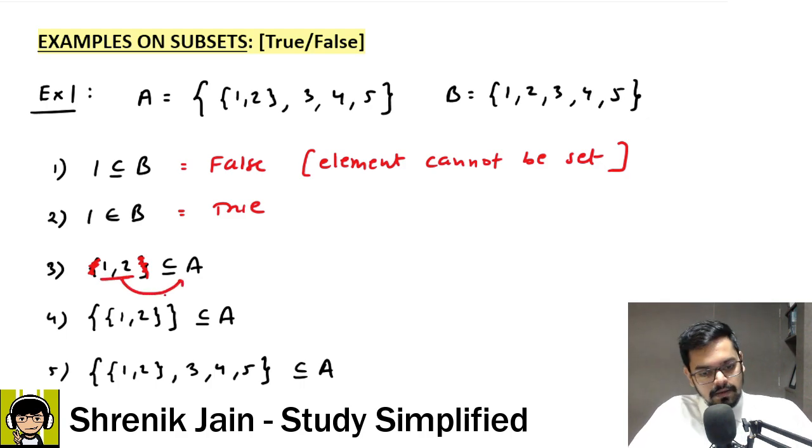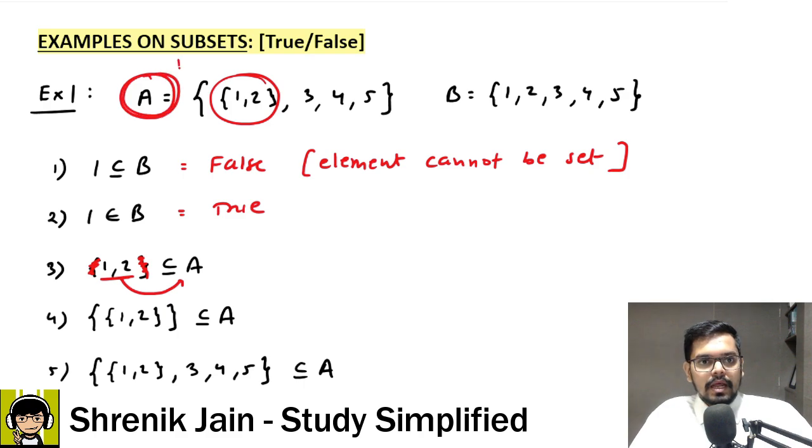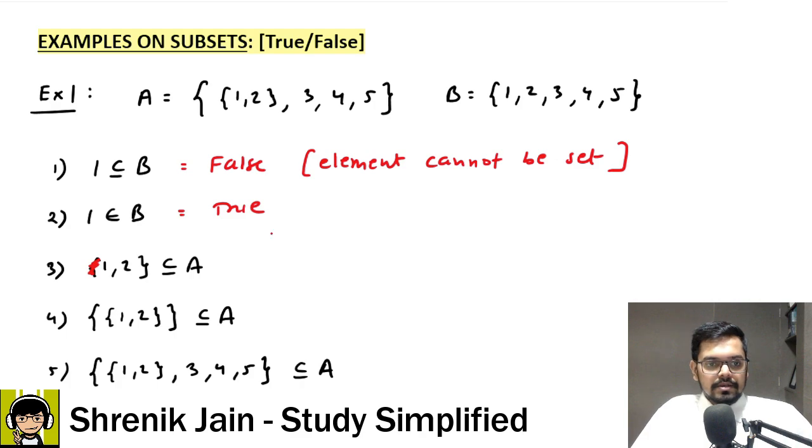If it is present, then yes, subset. If not, then not a subset. Then we can see that element {1, 2} is not there. Instead, we have set {1, 2} in A. We do not have element 1, 2. We have set {1, 2}. Therefore, element {1, 2} is not present in set A. Therefore, this is not a subset. Therefore, it is false. Understood?